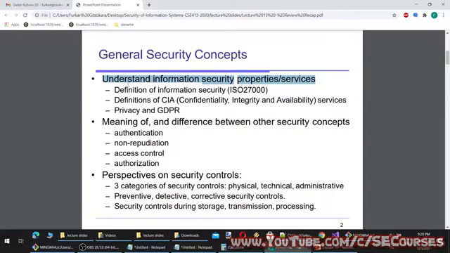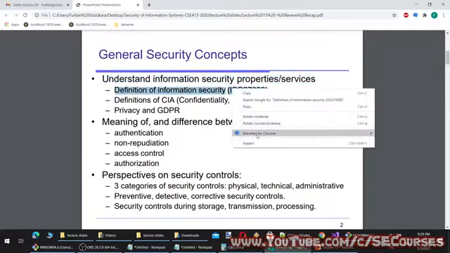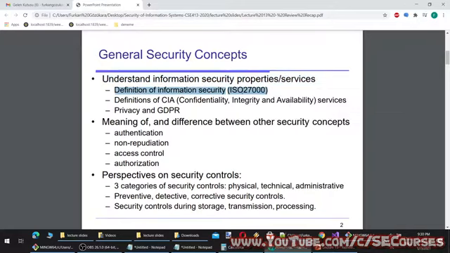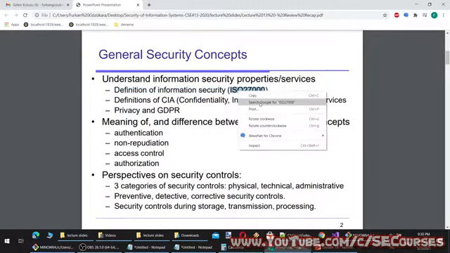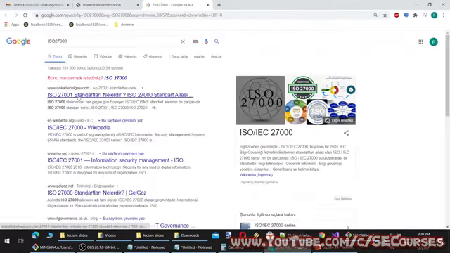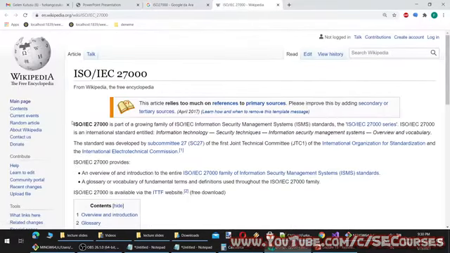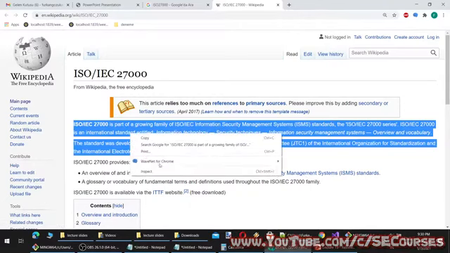Understand information security properties, services. Definition of information security, ISO 27000. So let's remember ISO 27000.